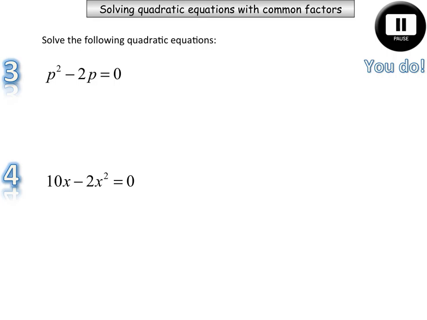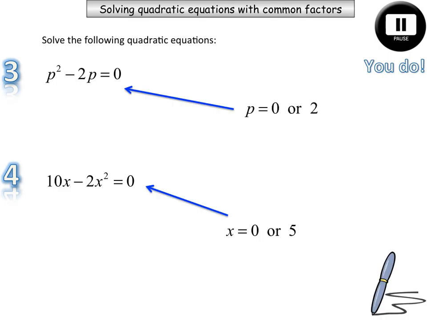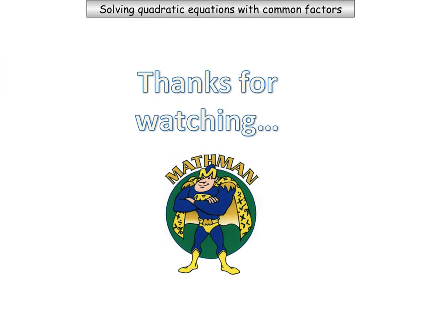Okay, question 3 and question 4. Again, factorize those and then solve those quadratic equations, and then check your answers. Okay, so for the first one, you should have got p is equal to 0 or 2, and for the next one you should have solved this quadratic to get x equals 0 or 5. Alright, thanks for watching this video.